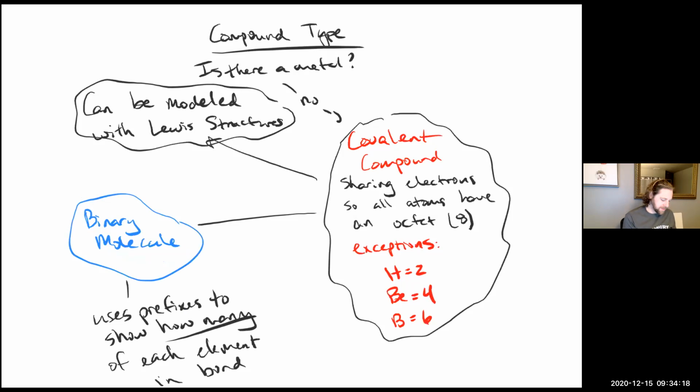And so the big thing about this one is we're going to use prefixes, which we haven't seen yet. We're going to use prefixes to show how many of each element is in the chemical bond as far as to name them. So for the chemical name, we're going to use prefixes. And that's what I want to show you next.